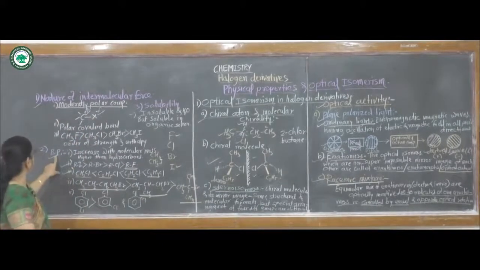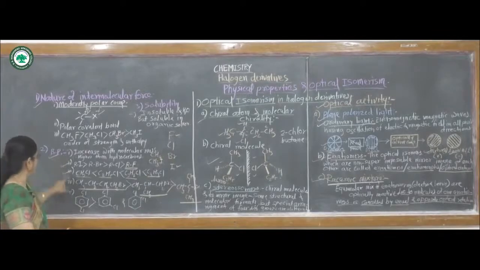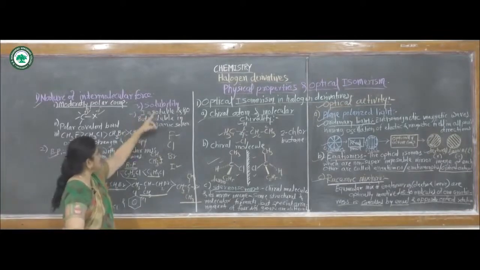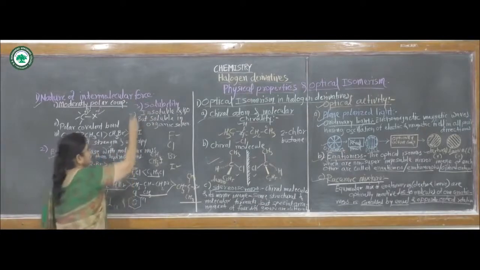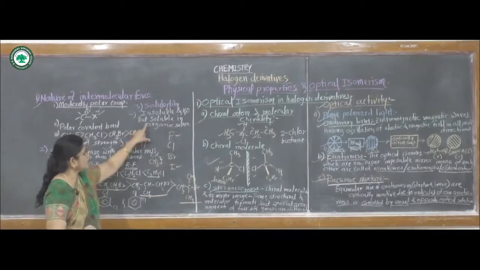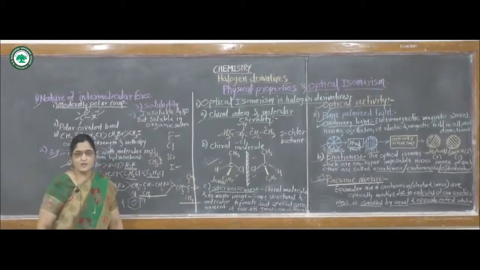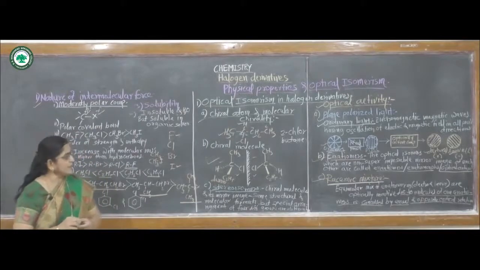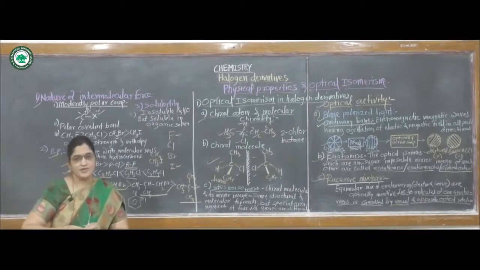The second point is boiling point. Then this is about boiling point. And third is solubility. These alkyl halides are insoluble in water and soluble in organic solvents. In this way, there are physical properties and optical isomerism.